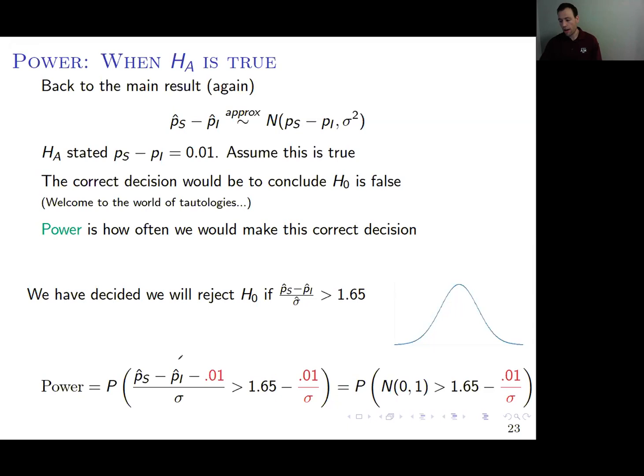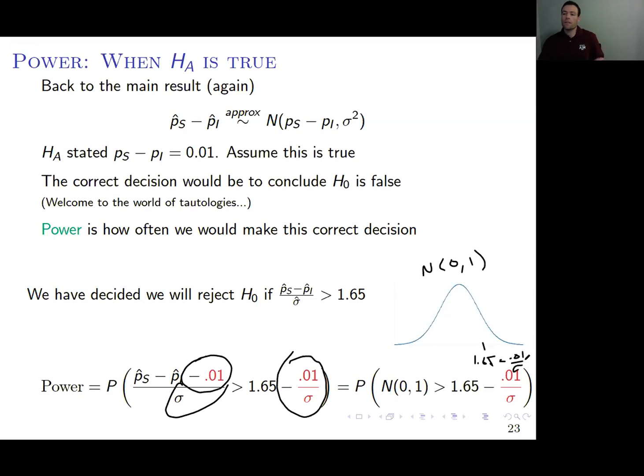So we just need to correct our probability statement to say that we need to subtract off the mean. That's what we're doing here. And we just need to do the same thing to both sides. So we just subtract, I guess I'll include this in that ratio down there. So now we have the probability that a standard normal is going to exceed 1.65 minus the ratio of the alternative to the standard deviation. So we'll have 1.65 here minus 0.01 over sigma.